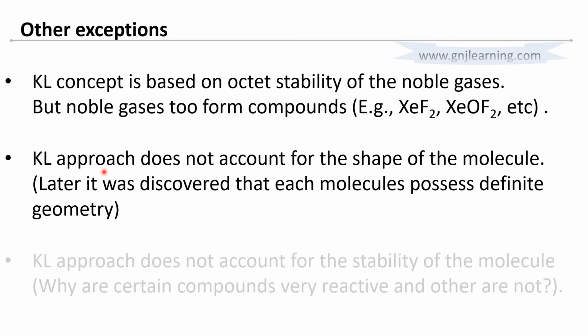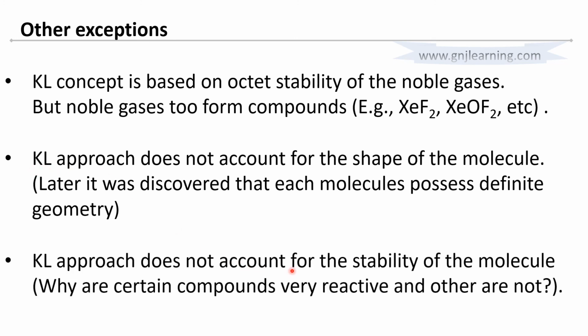And the final one is, it does not account for the stability of the molecule, which means why certain compounds are very reactive and others are not. So it just mentioned the stability of certain molecules. It did not compare the stability. Okay, one molecule is stable, but it is more reactive than the other molecule. Why is it so? Such questions could not be answered by the KL approach.